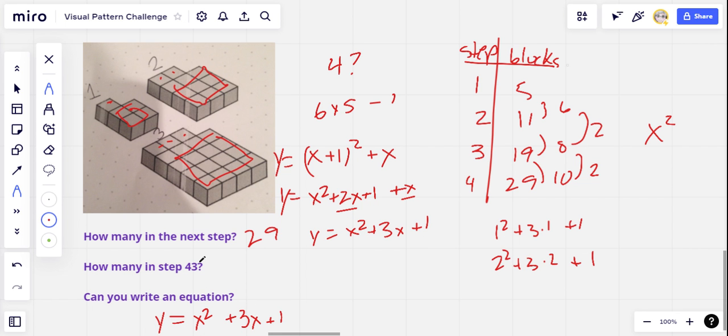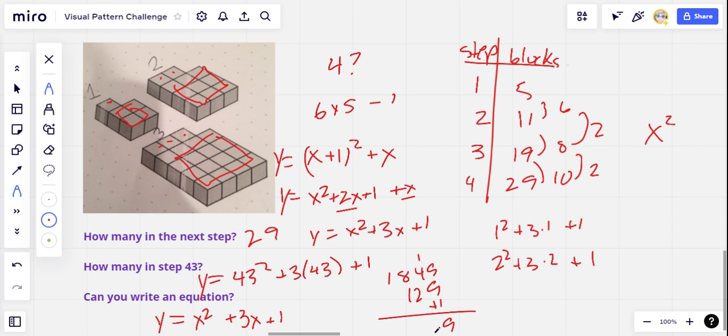Now, to get the number of blocks in step 43, all we've got to do is plug in 43 for x. So y equals 43 squared plus 3 times 43 plus 1. And 43 squared is 1849. 43 times 3, well, 3 times 40 is 120, 3 times 3 is 9, so it's 129, and then plus 1. So we're going to have 1849 plus 130, that's 1,979 blocks in step 43.